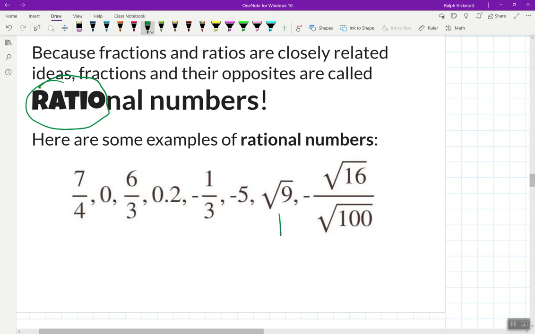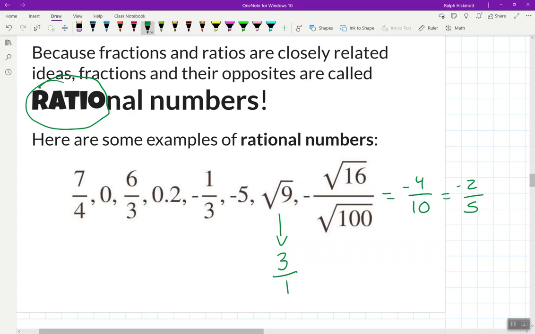Like square root of 9 is 3, which is also the same as saying 3 over 1. That is a fraction because they're both integers. In the last expression, it's negative square root of 16 over square root of 100. That's the same thing as saying negative 4 over 10, which is the same thing as saying negative 2 over 5. That is a fraction once we simplify it. So as long as we can simplify it and make it a fraction, we're good to go.